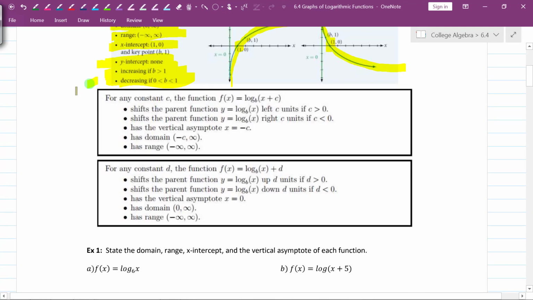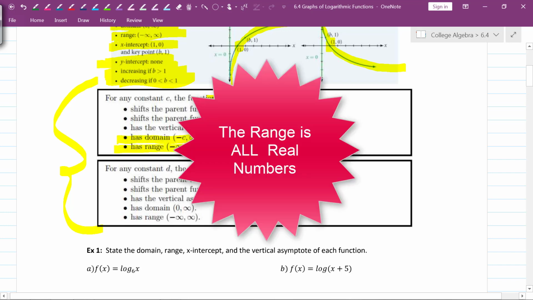Here are our basic rules for the shift. If we have a parent function and we add to the x, if it's a plus sign, we know that x always lies to us. So just remember that if we have a shift that has to do with x, x lies to us. And so if it's a positive sign, we know that we're really shifting in the negative direction. And if it's a negative sign, we really know that we're shifting in the positive direction. So remember that. The domain can be adjusted by negative c, and the range is all real numbers.